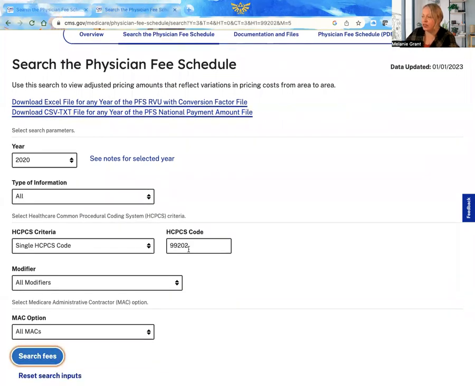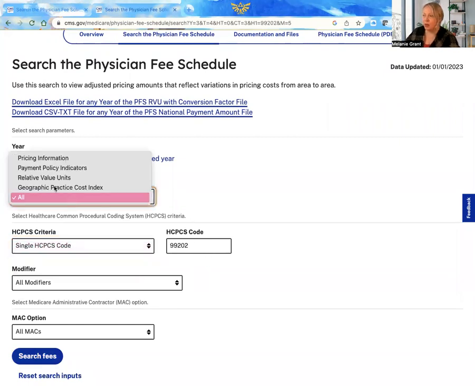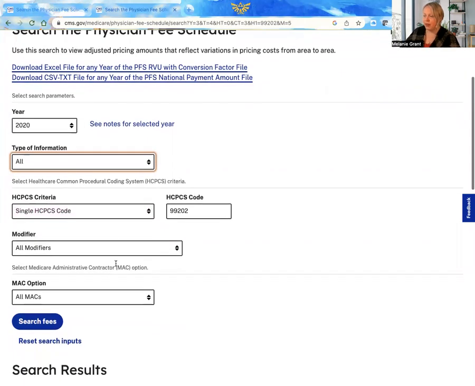Now, for the code 99202, I've entered a single HCPCS code. And remember, 99202 is a CPT code, which is a type of HCPCS code. I want all the information. So I want pricing, policy indicators, relative value units, and the geographic practice cost index. I don't care if there's any modifiers. I want to list all of it because I want all the information.